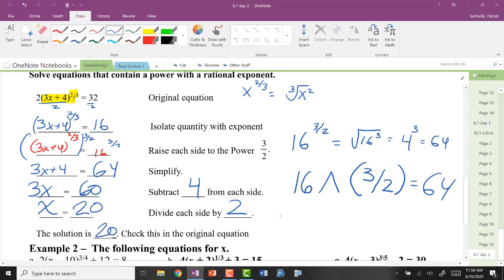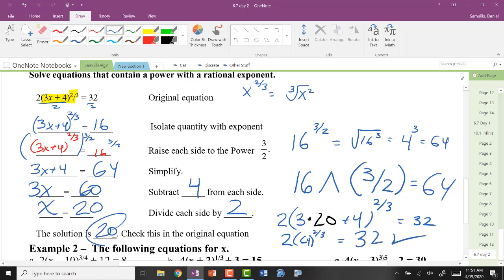So you're going to plug that back in. What was my answer? 20. So 3 times 20 plus 4 to the 2/3, we want to make sure that that's equal to 32. So that's 64 to the 2/3. Again, you should be able to just plug it into your calculator at this point. 64, caret, 2/3. You should get 32. That one checks out. So that is your answer.